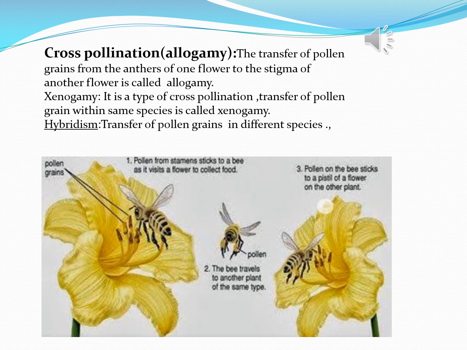There are two types in cross-pollination. One is xenogamy and the other is hybridism or hybridization. Now we'll focus on xenogamy. It is a type of cross-pollination where the transfer of pollen grains within the same species is called xenogamy. We know that cross-pollination is the transfer of pollen grains from one flower to another flower, but it is the same species, not a different species. So that is what we call xenogamy.